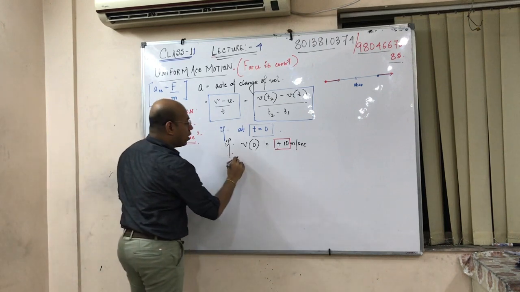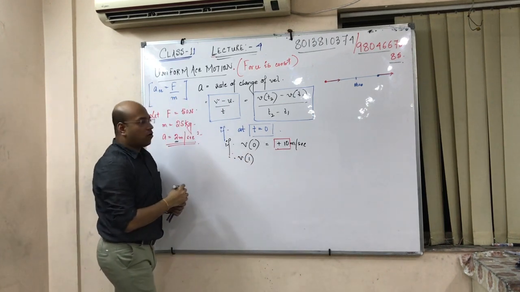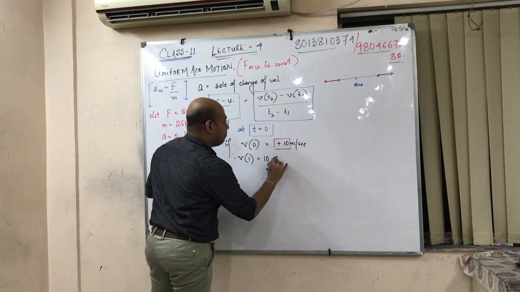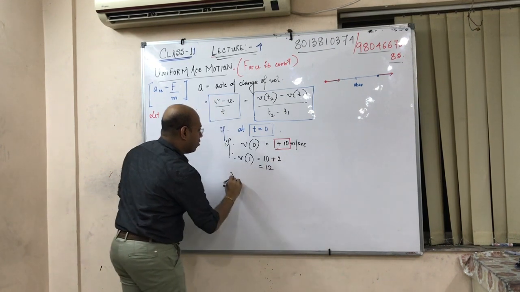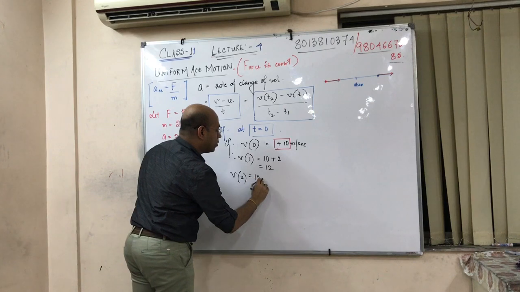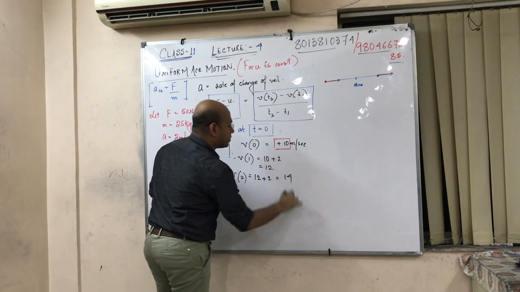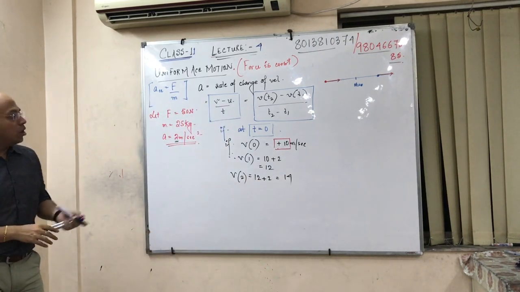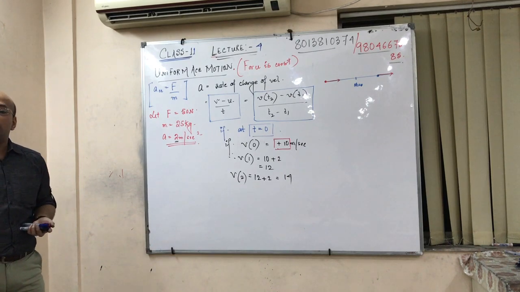Okay, so v at 1 second will be how much? So simple sir, 10 plus 2, 12. v at 2 will be what? 2 will add up with this. 12 plus 2, 14. Wow. So it's a constant change.